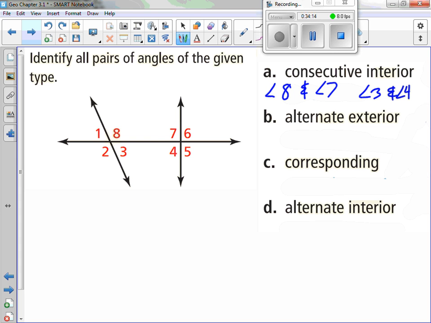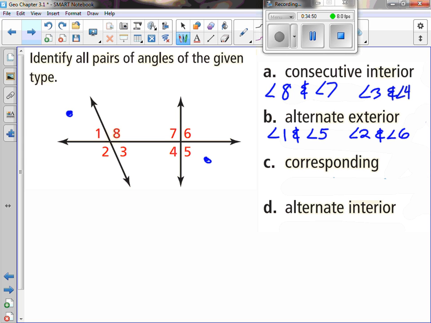Let's look at alternate exterior. So 1 and what? Not 1 and 6. 1 and 5. So 1 here, outside, we would talk about 5 and 6, but for it to be alternate, it needs to be 1 and 5. And then 2 and 6. 1 and 5 and 2 and 6, because they're outside of those two lines and they're on opposite sides of the transversal.